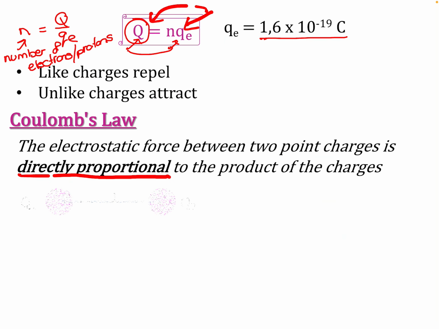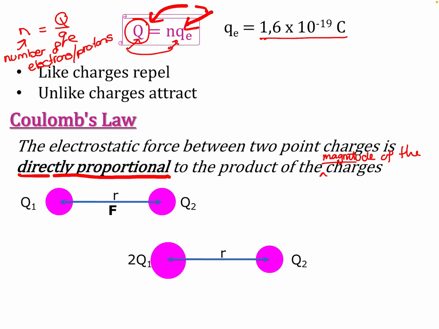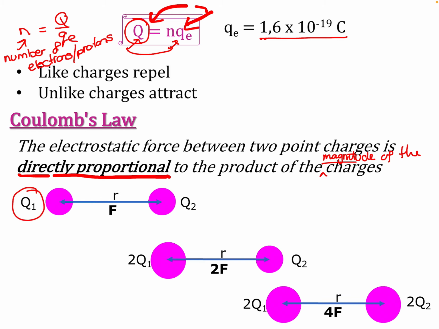So, directly proportional to, and what I just want you to add in here, the product of the magnitudes of the charges. Okay, we only look at them as positives. We don't look at the negatives. So Q1 and Q2 are a certain distance apart. They experience a force of F. If I double one of the Q's, that F becomes 2F. If I double both of them, it now becomes 4F. So it's about multiplying the value of this charge with the value of that charge. So force is directly proportional to Q1 times Q2.